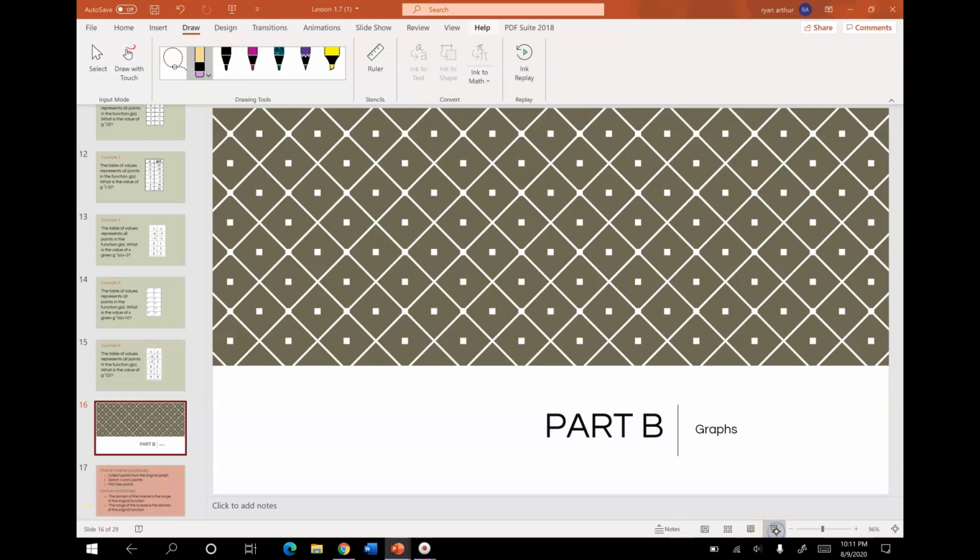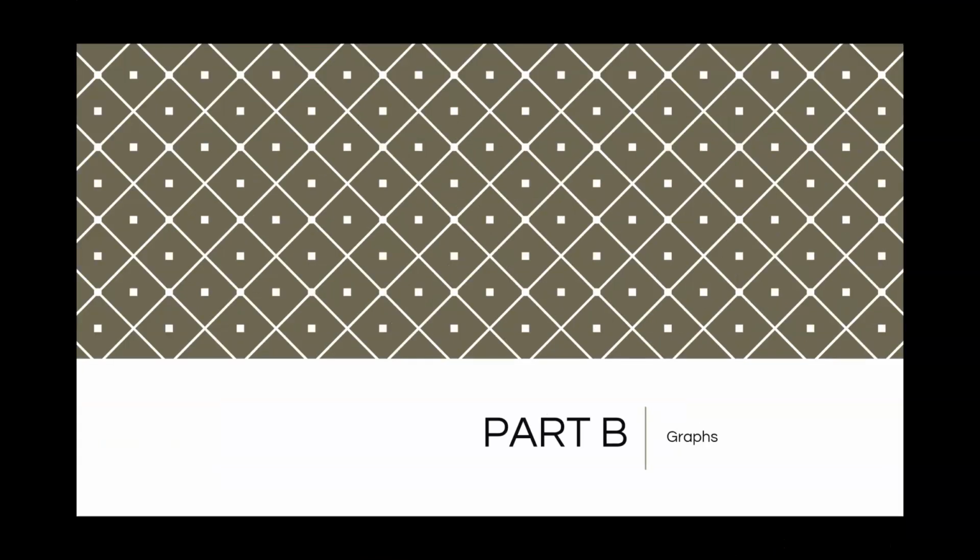Okay, so now we're going to move on to part B, and we're going to find inverses of graphs. We're going to talk about how the domain and range switch, and we're also going to talk about how to graph an inverse and answer some different questions.